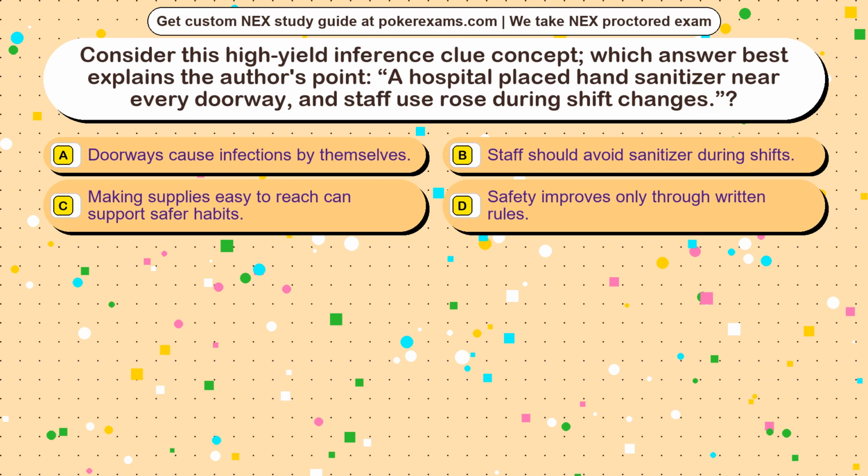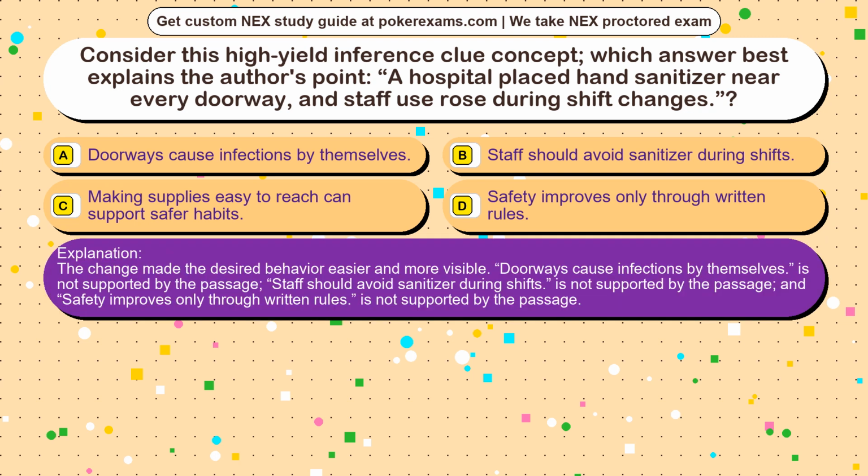The correct answer is option. The change made the desired behavior easier and more visible. Doorways cause infections by themselves is not supported by the passage. Staff should avoid sanitizer during shifts is not supported by the passage, and safety improves only through written rules is not supported by the passage.